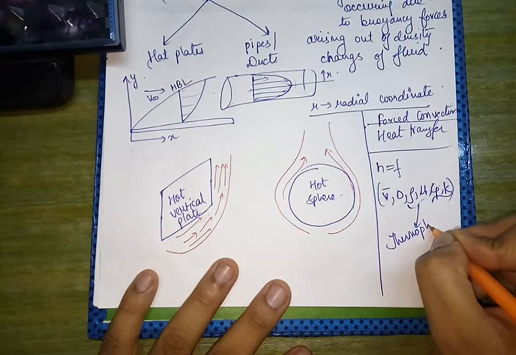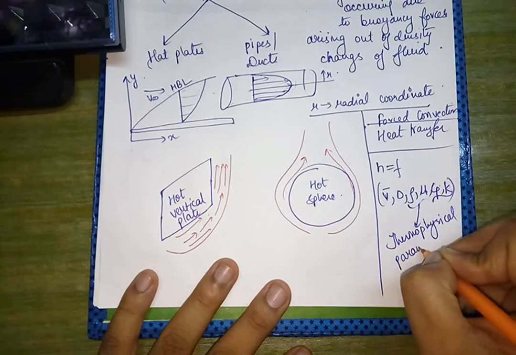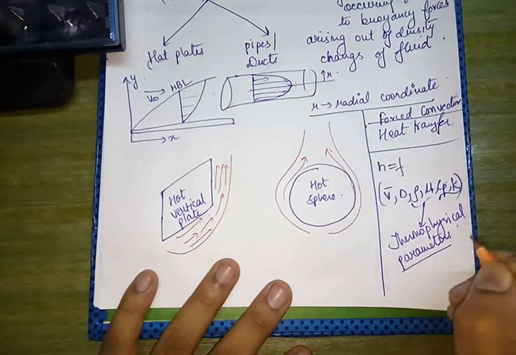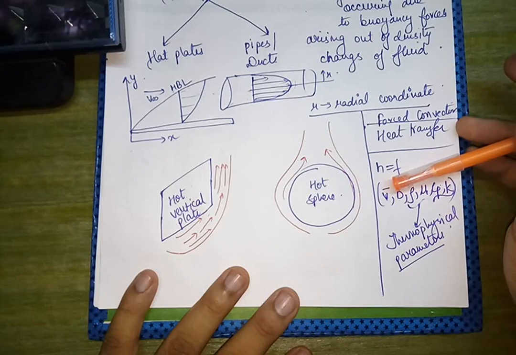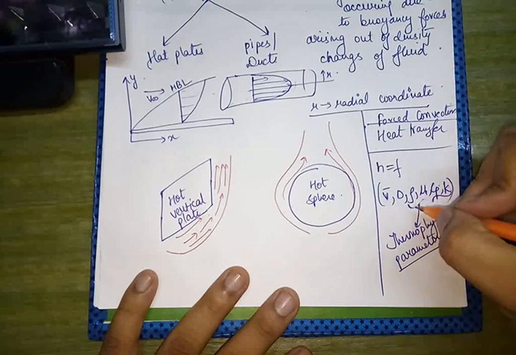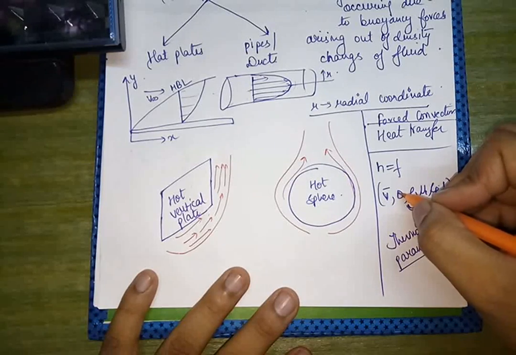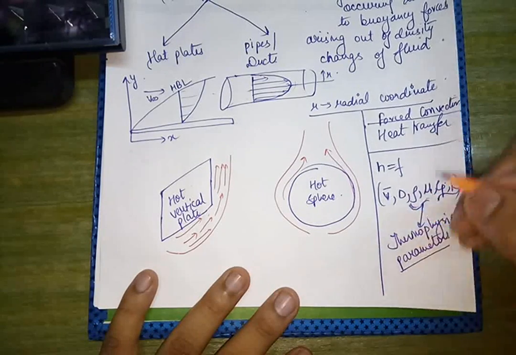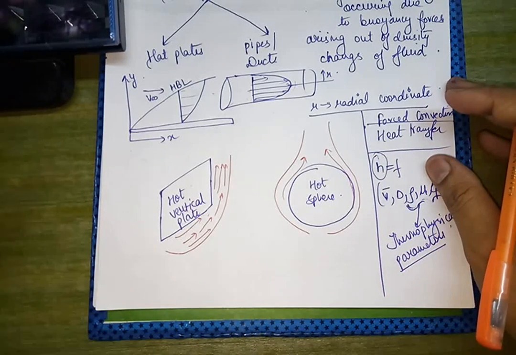Now, rho, mu, Cp and K are the thermophysical parameters, where D is the characteristic dimension of the body, or the dimension which is to be used for the calculation of dimensionless numbers. Solid properties do not influence H. Solid properties are not going to influence H.